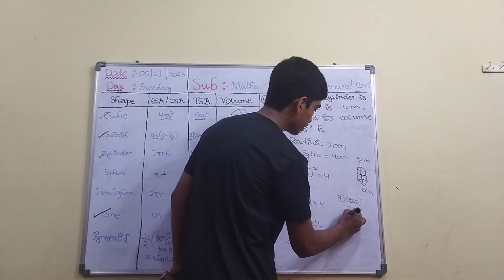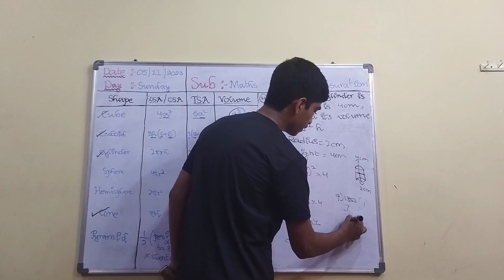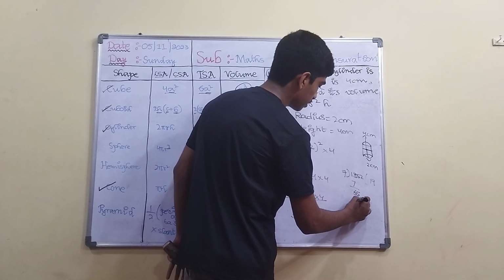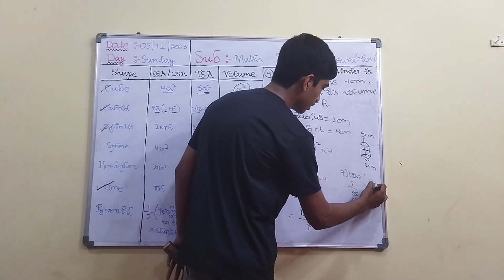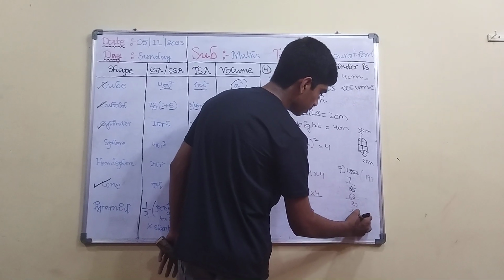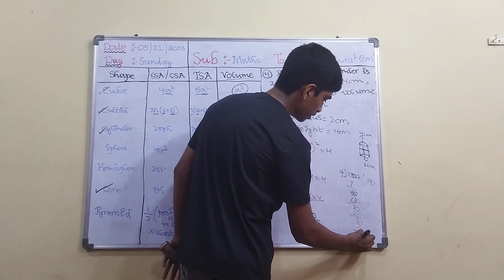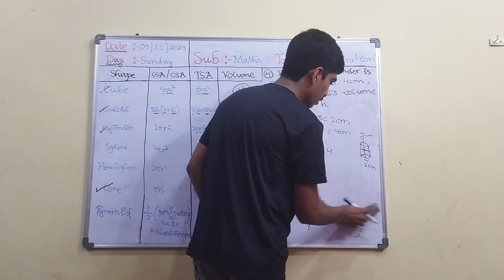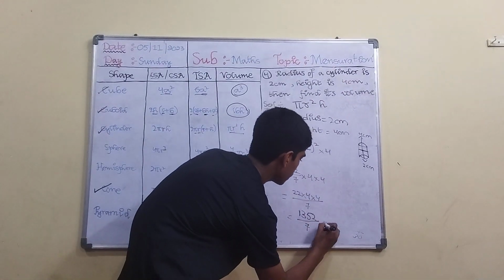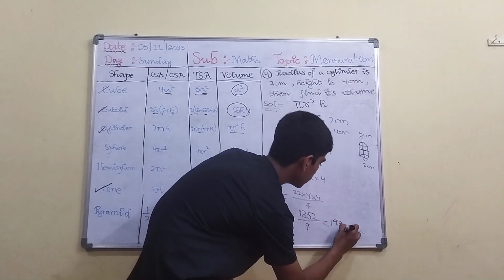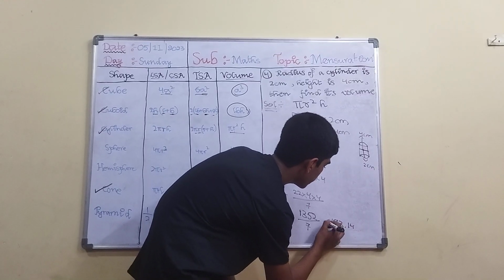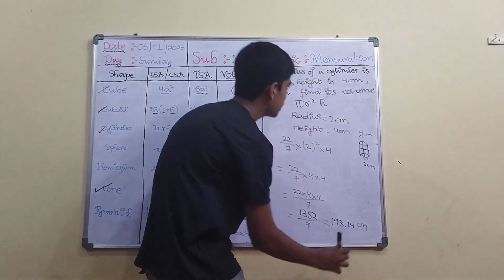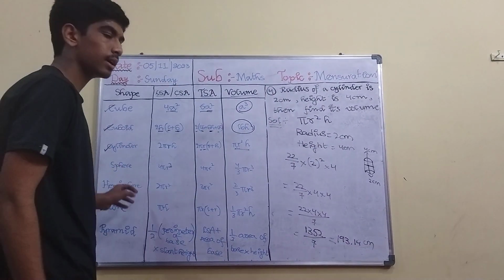7 ones are 7, 7 threes are 21, 7 fours are 28. So the answer is 50.28. What are the units given? Centimeter, because all are given in centimeters. So 50.28 cubic centimeters is the volume of the cylinder. The next one is sphere.